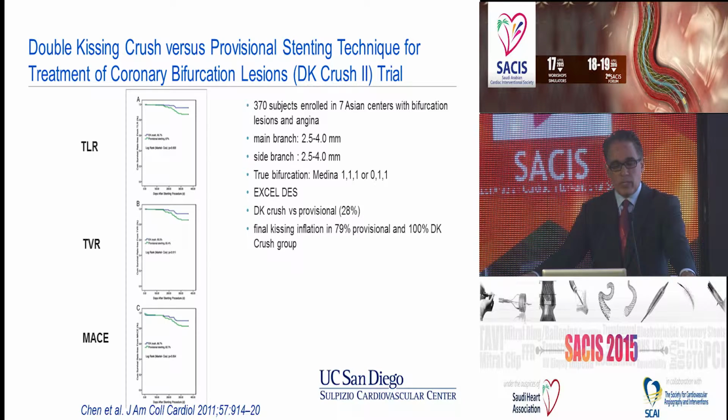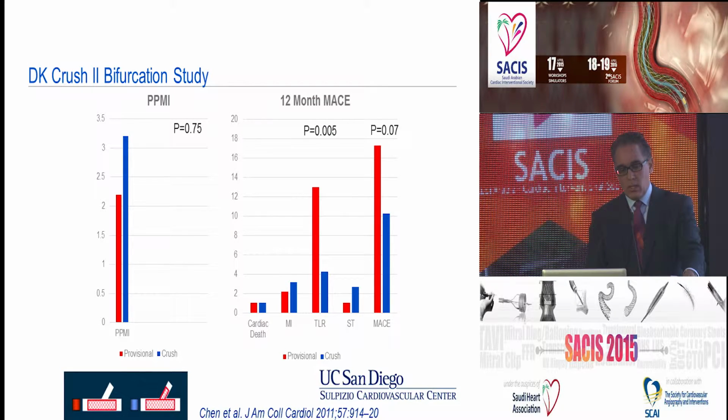They used the Excel drug-eluting stent, DK crush versus provisional. Provisional stenting was in 28% of the cases, and they were able to do final kissing in the provisional group 79% of the time and 100% of the DK crush group. And you can see that TLR, TVR, and MACE were superior with the DK crush approach. This was without paying the price of higher peri-procedural MI. At 1-year follow-up, MACE is barely lower, but it did not reach statistical significance, but target lesion revascularization did.